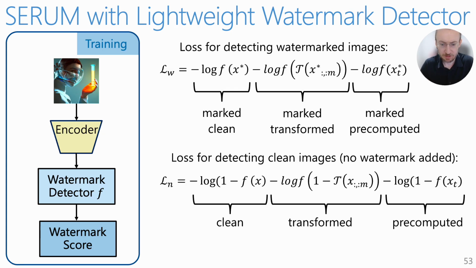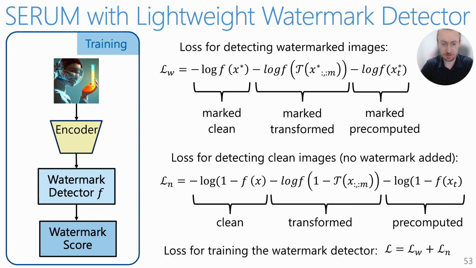And we also have a similar loss, but in this case for detecting the clean images. So here no watermark is added, and this is just analogous to the part with the watermark added. And the final function is just a combination of the losses for watermarked and clean images.